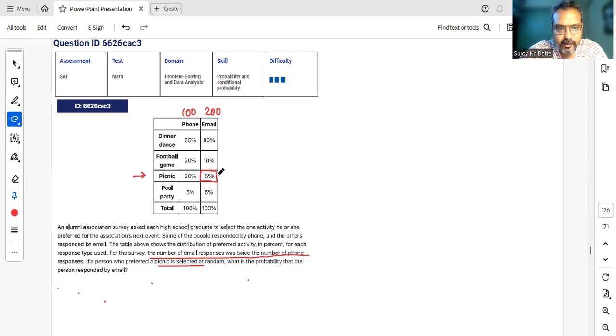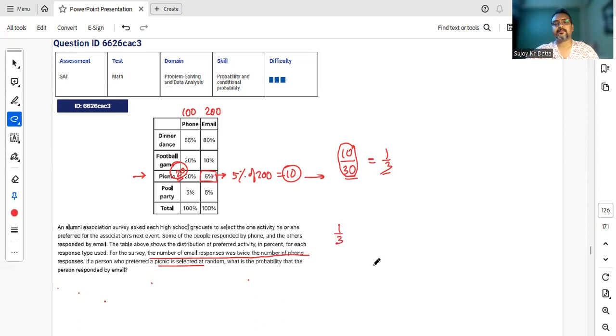So this is 5% of 200. 5% of 200 is 10. And 20% of 100 is 20. So that means out of the total 10 plus 20, 30 people, the number who responded by email is only 10. So the probability is 10 divided by 30, which is 1 over 3. So the probability is one third.